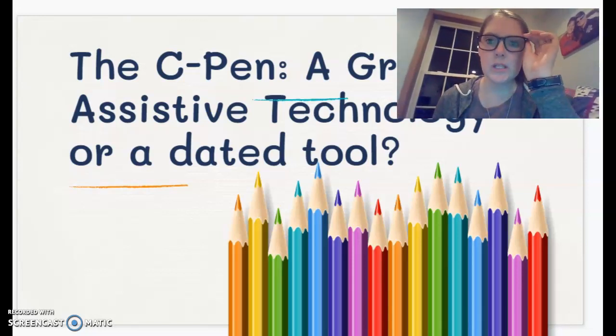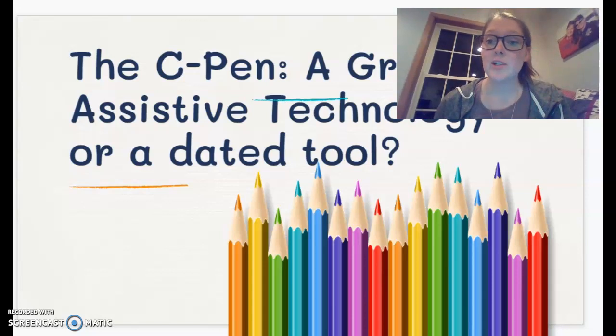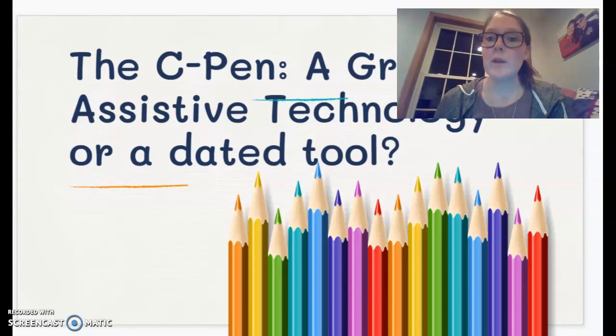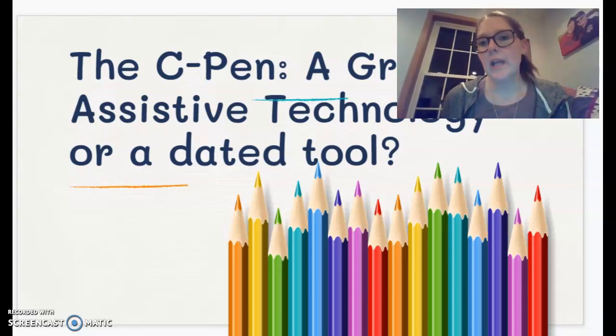The reason I chose this was because I actually had a student last year who used a C Pen similar to the one that I'll show you in a little while for the entire year that I had him last year. So I felt like I really had a good idea of the great parts of it, the more challenging parts of it, and how it can really help students achieve their goals while they're in school. So that's what I'm going to show you today.